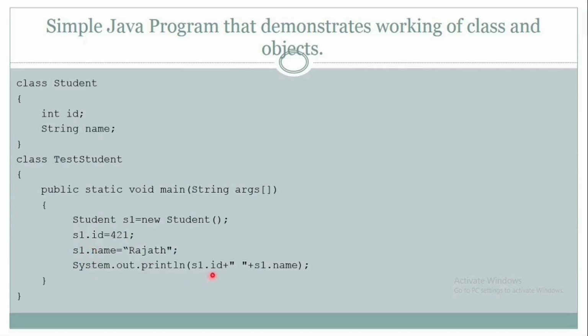And finally I can print the values of the student s1. Student ID and the name can be displayed using System.out.println. The output over here is 421 Rajat. So that's it about this simple program, which demonstrates the working of a class and object.